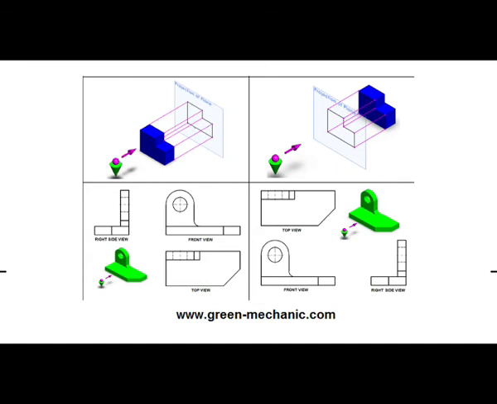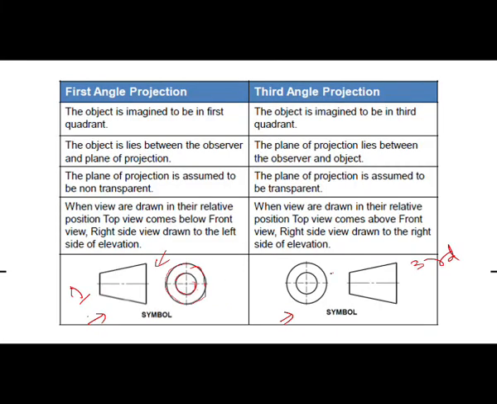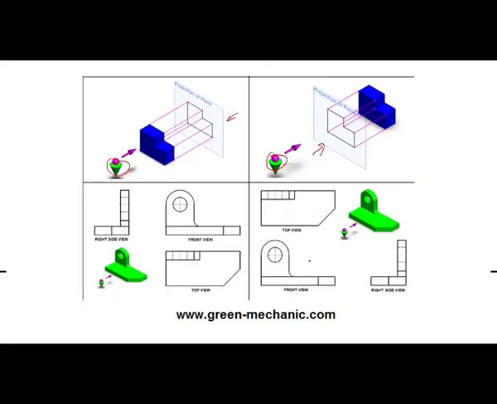So this is the plane of projection, and if we see from the observer, the image is created on the back side. And here the observer and the object, the image is created on the front side, and it is showing the front side. So which one is first angle projection and which one is third angle projection? Here we can recognize the first angle projection. Right view is always the right side, left view always the left side, top view always the top side, and front view is there, and bottom is always the bottom side.